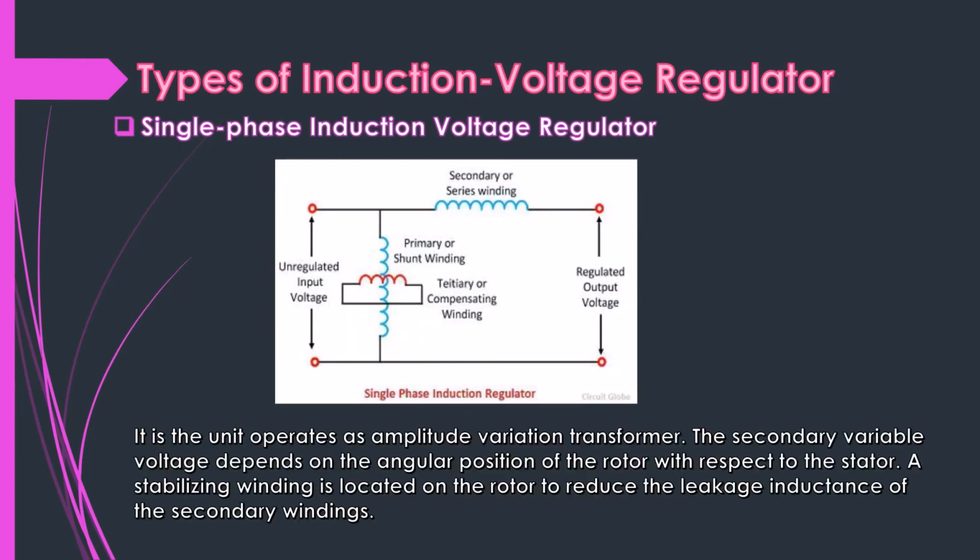Also, the single-phase induction voltage regulator operates as an amplitude variation transformer. The secondary variable voltage depends on the angular position of the rotor with respect to the stator. A stabilizing winding is located on the rotor to reduce the leakage inductance of the secondary windings.